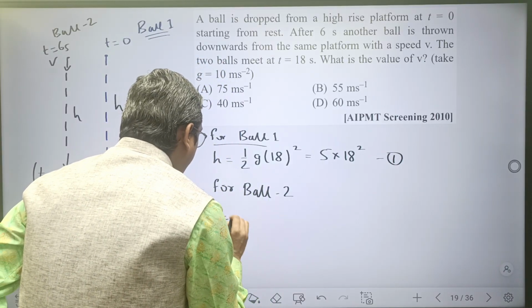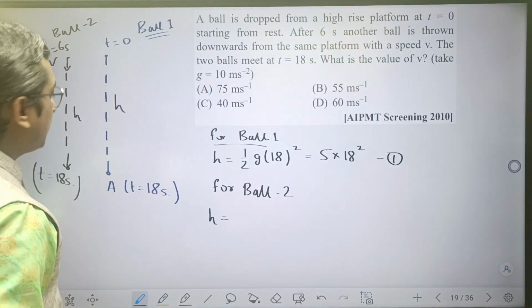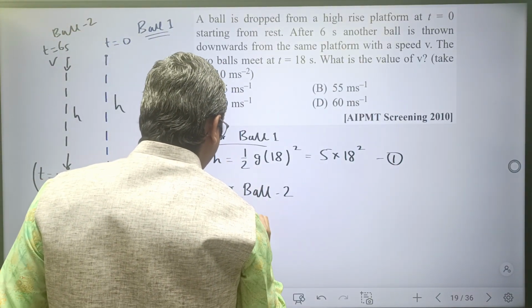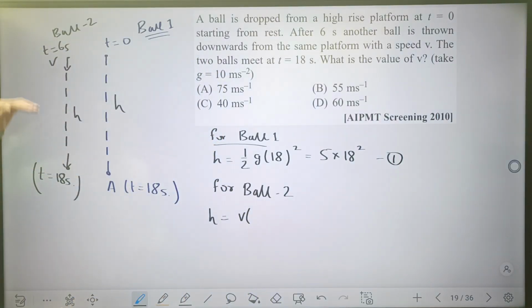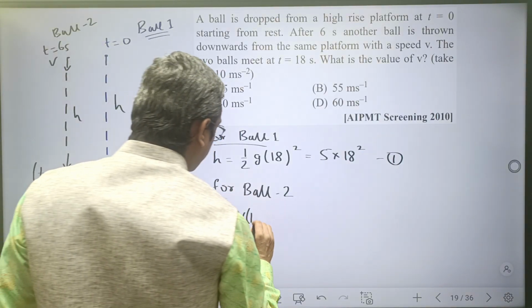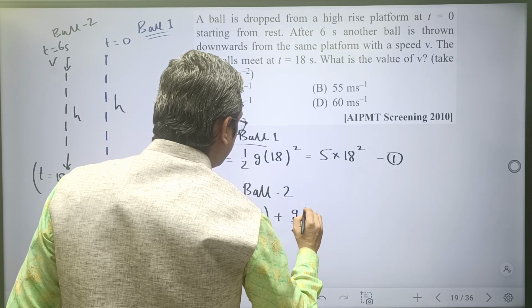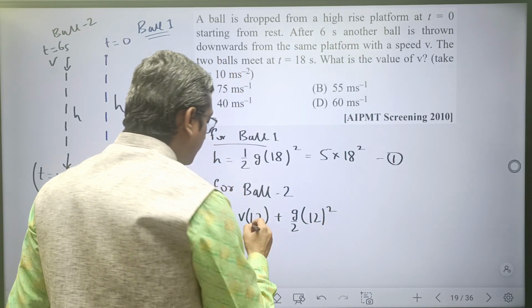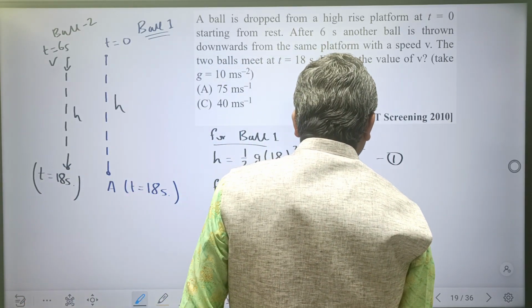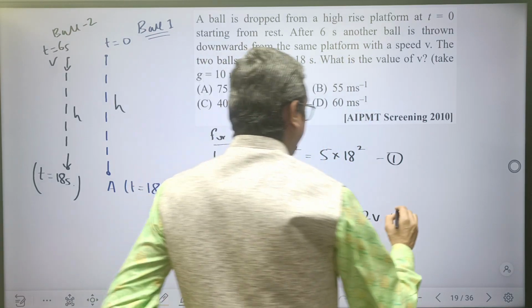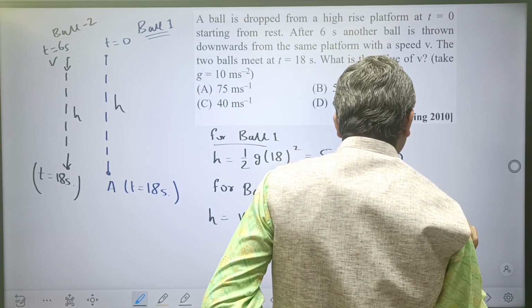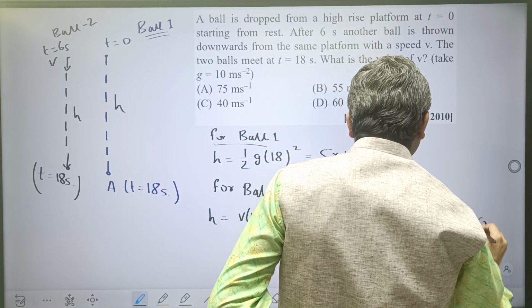h is given by ut plus half at square. So this will be v, and here t is nothing but 12 seconds, the time of journey. So 12v plus g by 2 into 12 square, so this will be 12v plus 5 into 12 into 12. This is equation number 2.